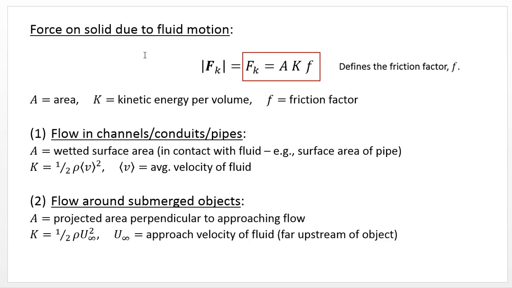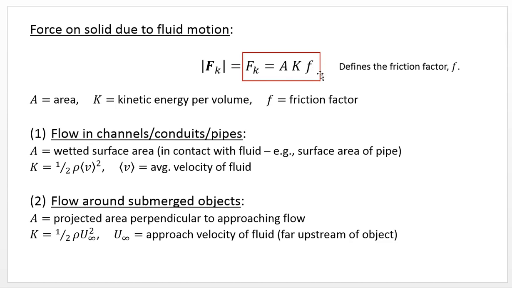So, when we're looking at the force on a solid due to fluid motion in any of these correlations, we designate the absolute value or the magnitude of the force F sub K due to fluid motion as just scalar F_K, as the product of three factors, A times K times lowercase f. Here, A is a representative area for the system, which we'll make specific in a moment. K is the kinetic energy per volume of the flowing fluid, and f is what's known as the friction factor.